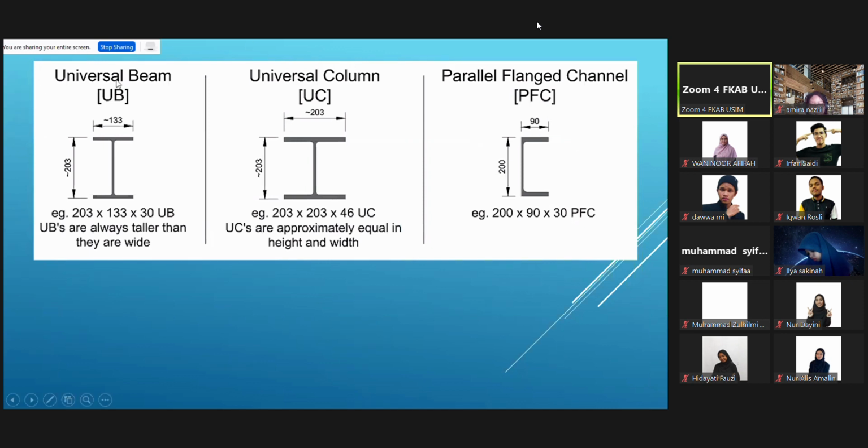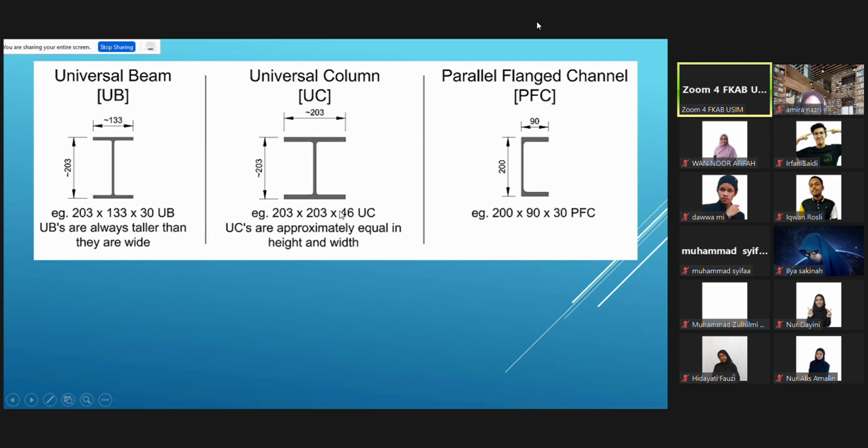Lintel beam, usually they call it UB. This is bigger, taller. The web is taller than the flange for beam. Because the beam, you know, maybe talking about compression, tension, when it's under load. So this will just stay there, to take up all those things. And then for column, basically they are equal. Column, this is for column. The flange and the web are almost equal in height and width.